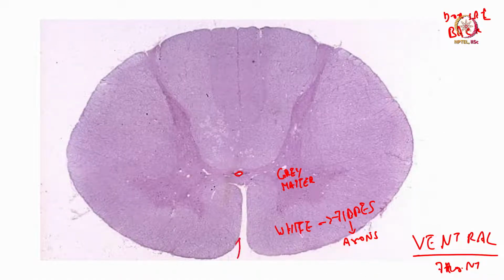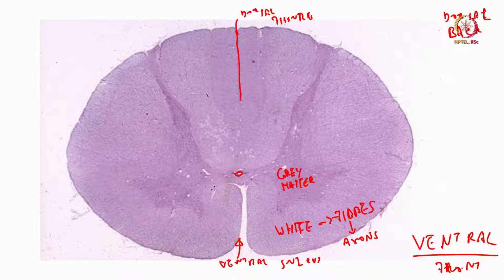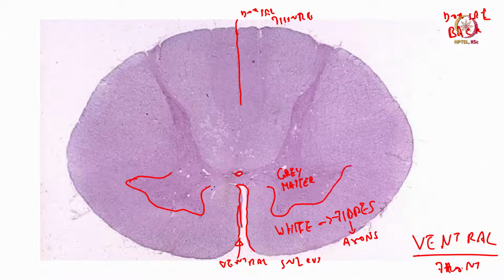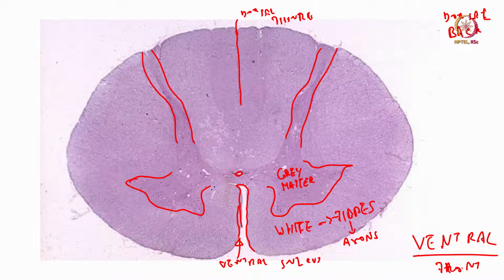So, that is just about it. There is also this thing called the central canal, then there is this ventral fissure, ventral sulcus, and dorsal fissure. So, this thing is the dorsal fissure, ventral sulcus. This thing is called the anterior horn. This is the posterior horn. So, that is about the way in which the structures are arranged.